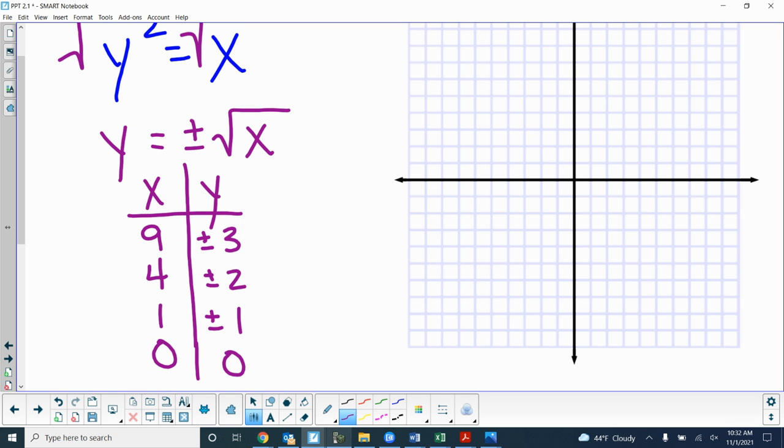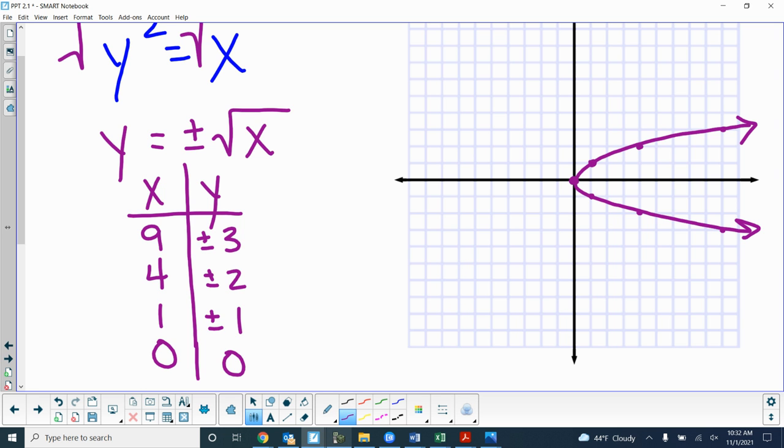So when I go 0, 0, I go here. 1, positive 1 or negative 1. 4, positive 2 or negative 2. 9, positive 3 or negative 3. There's my parabola. All right, my y squared originally was what? Positive. So it's going to open to the right. If my y squared in the beginning is negative, it's going to open up to the left.